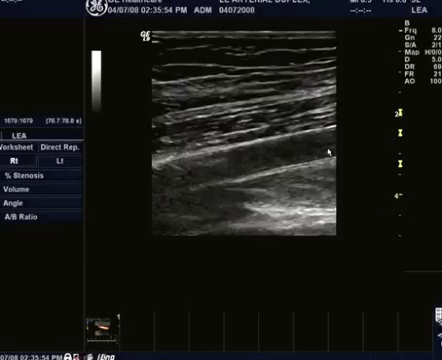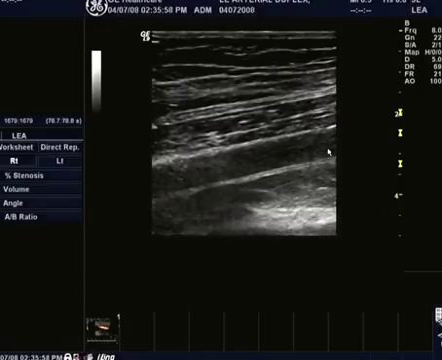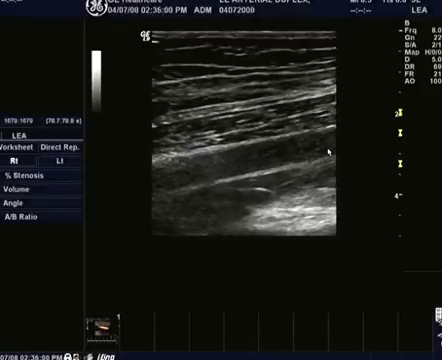We're going to resume the exam now at the superficial femoral artery. At this point, we've looked at the common fem and we've looked at the profunda, and we're going to scan our way through the superficial femoral artery. What I'd like to do is just point out a few things regarding optimizing our image here.